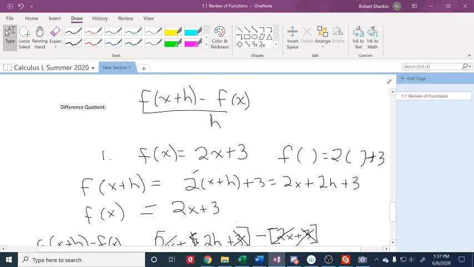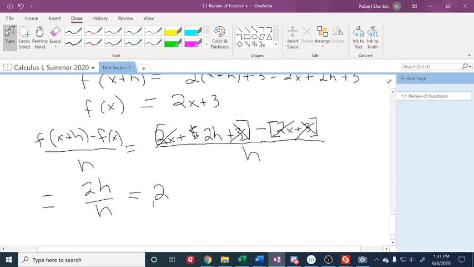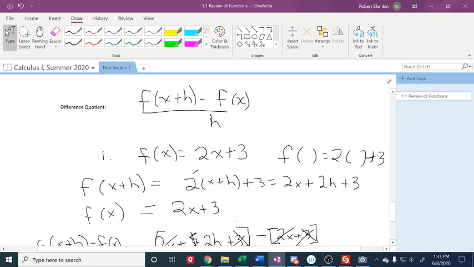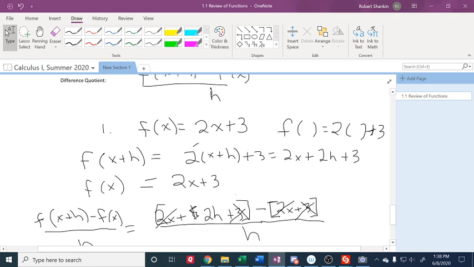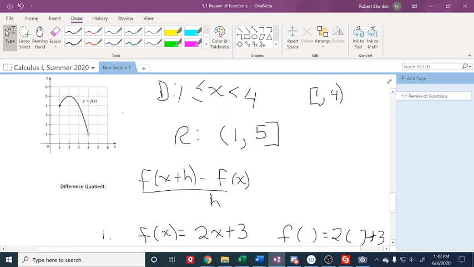Every single function, we can get a difference quotient for it. And I just plug it into this format to find the difference quotient. And again, this is going to have very little meaning to you. We'll eventually find out that this is really important. It has to do with slopes and instantaneous slopes. But for right now, it's just an algebraic manipulation. I want you to get used to it to make things easier in the future.